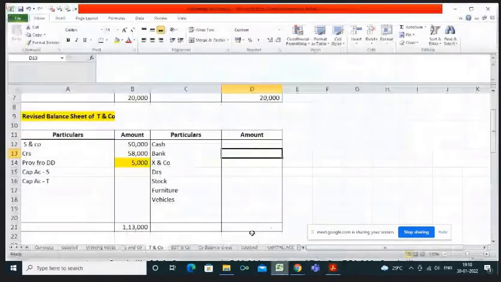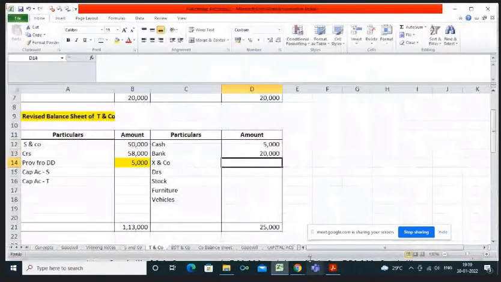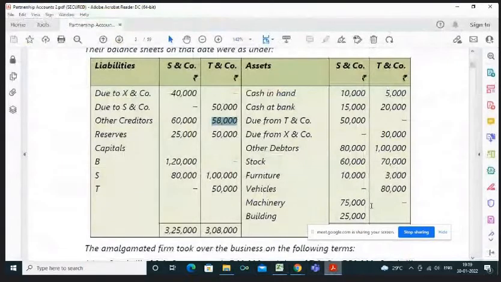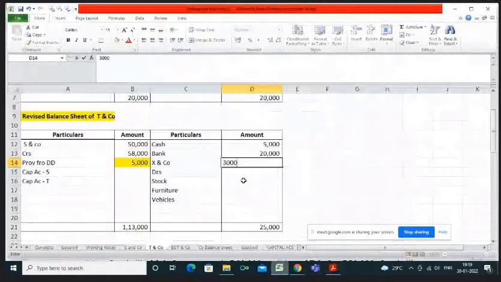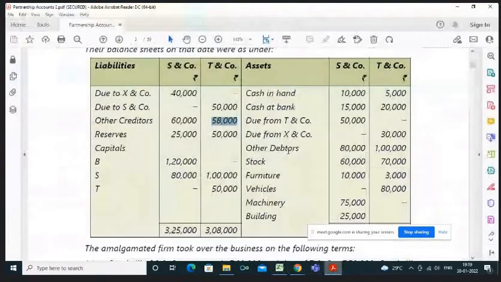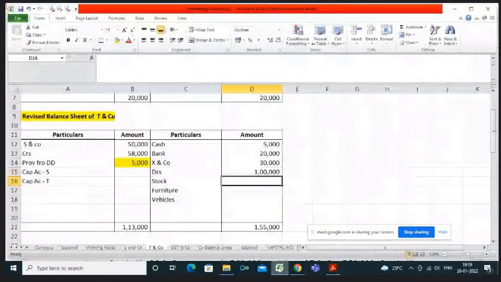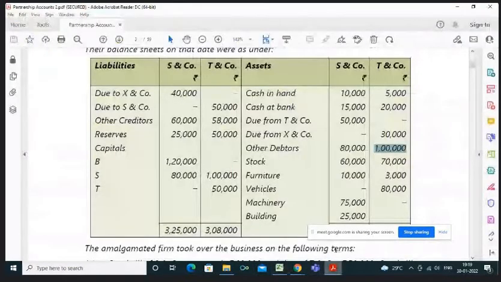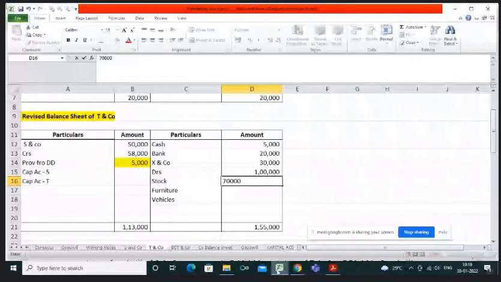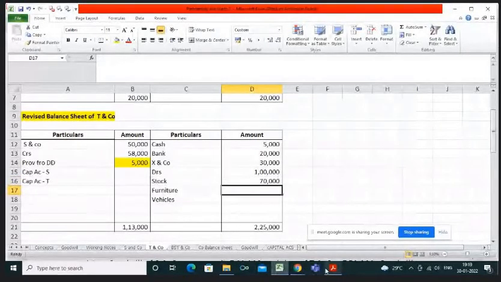So I'm filling the asset side. Cash in hand 5,000, cash at bank 20,000. Due from X and Co 30,000. And debtors, I have 1 lakh. So I'm filling debtors as 1 lakh.